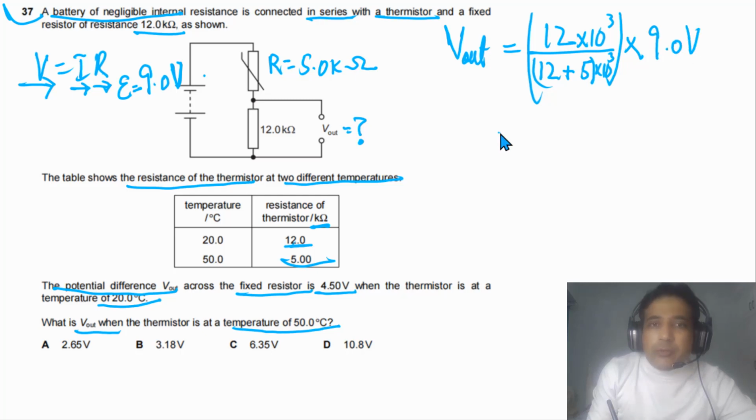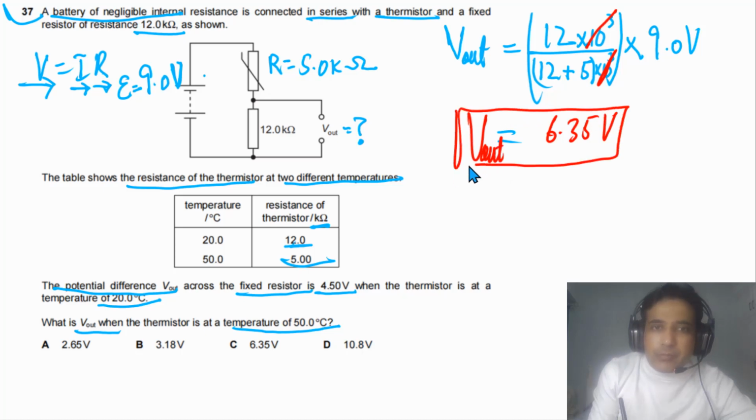Now if we simplify this, you can simply say this multiple will be cancelled. If we simplify this, our final answer will be equal to 6.35 volts. So this is how you can calculate V out. This is a smart way to answer this problem, so you can save some time. So the answer for this question has to be C.